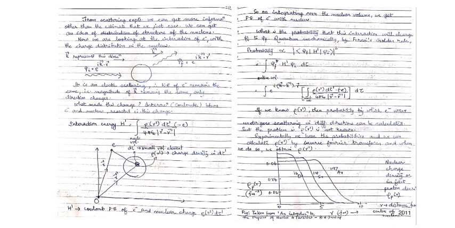What is the reason for such a change? It is due to interaction of the electron with the nucleus. Electron is a charge, and your nucleus is also a charge distribution, and it is owing to this interaction that there is a deflection of the direction of motion of the electron.